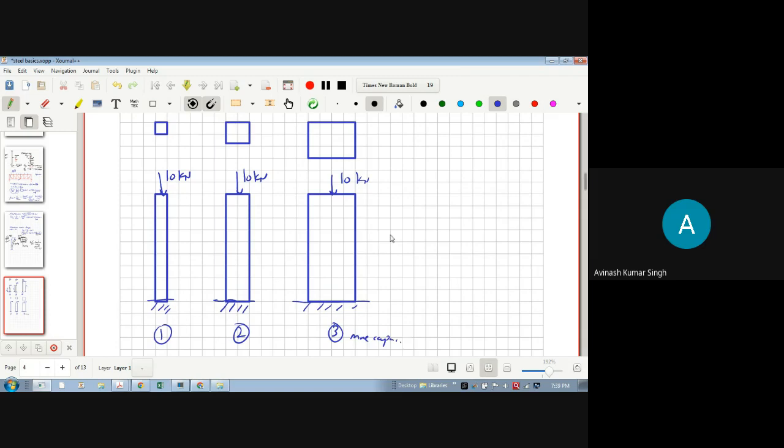Yes, sir. Because the area is more, but there is one more term related with the capacity, which is related with the buckling parameter. That is nothing but r. So area is more, and there is another important term, r, which is more. What is r? Radius of gyration.